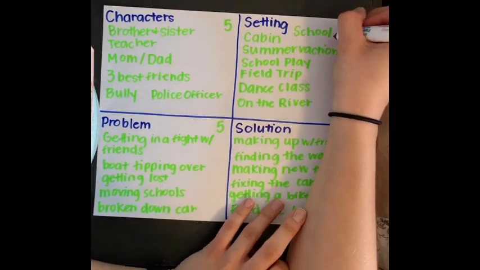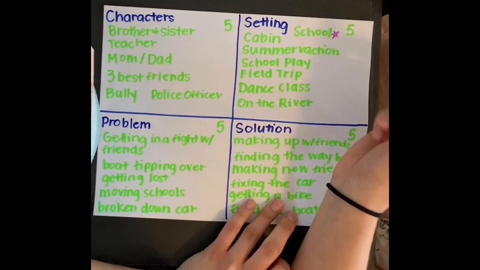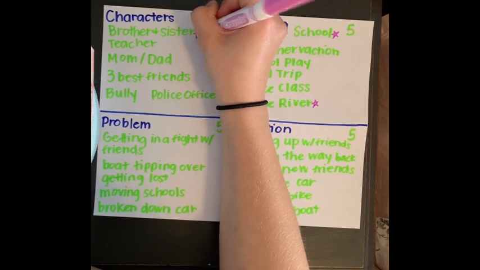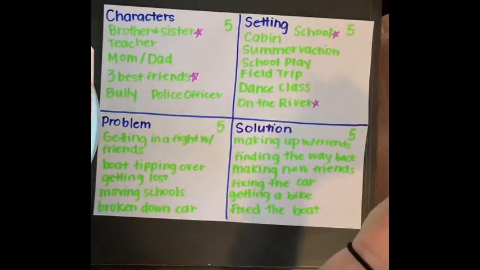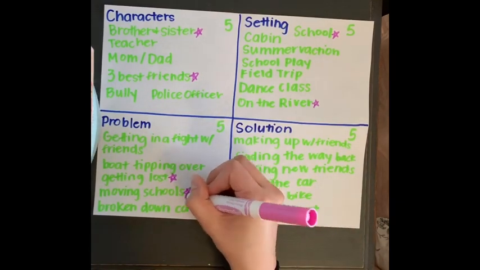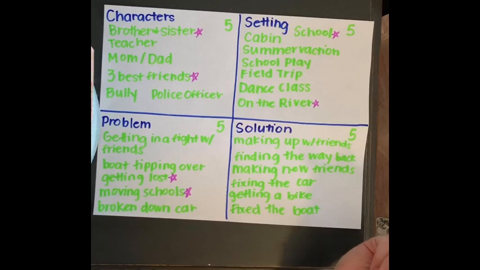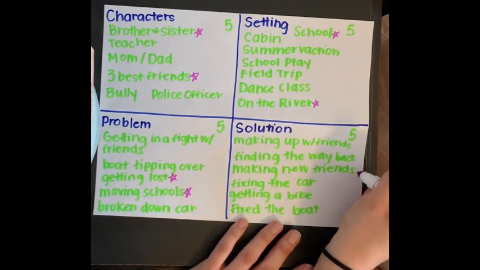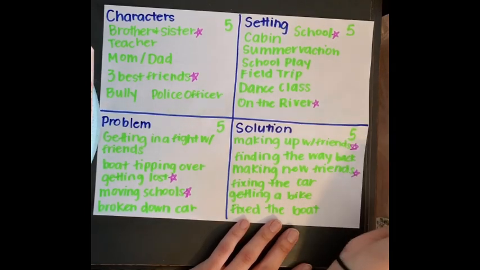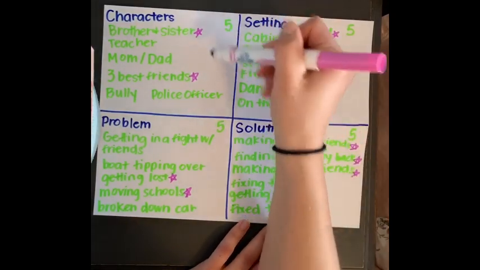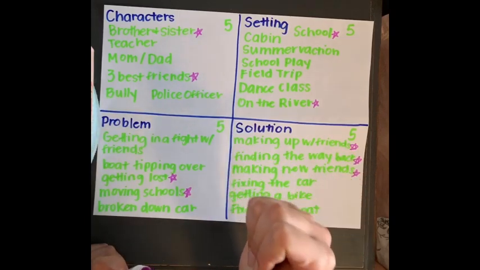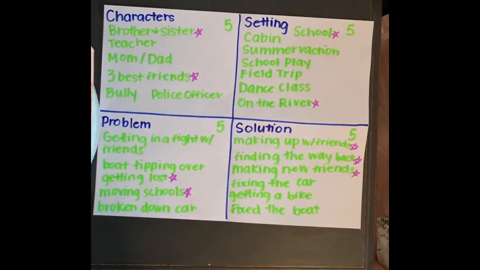So I think my favorite ideas so far is maybe school as a setting, on the river, brother and sister, 3 best friends. I think I'm gonna say maybe getting lost. Moving schools is another topic that I'm interested in. Making new friends is something, maybe making up with friends too, finding my way back. These are all the things that I am most interested in writing, or have a good idea of what that might look like.